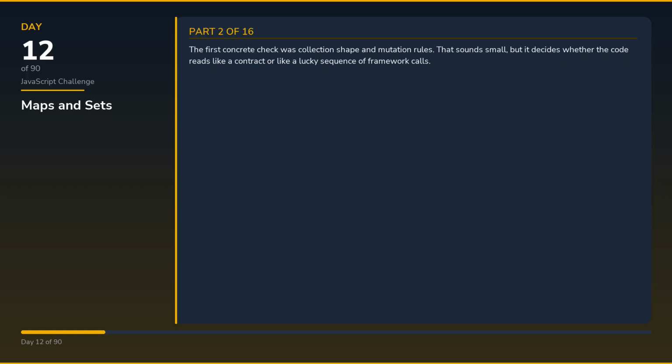The first concrete check was collection shape and mutation rules. That sounds small, but it decides whether the code reads like a contract or like a lucky sequence of framework calls. The second check was iteration or matching that keeps intent obvious. That is usually where bugs start if the edge of the system is vague, because bad assumptions leak deeper into the app before anyone notices. The third check was defaults that do not hide missing data.